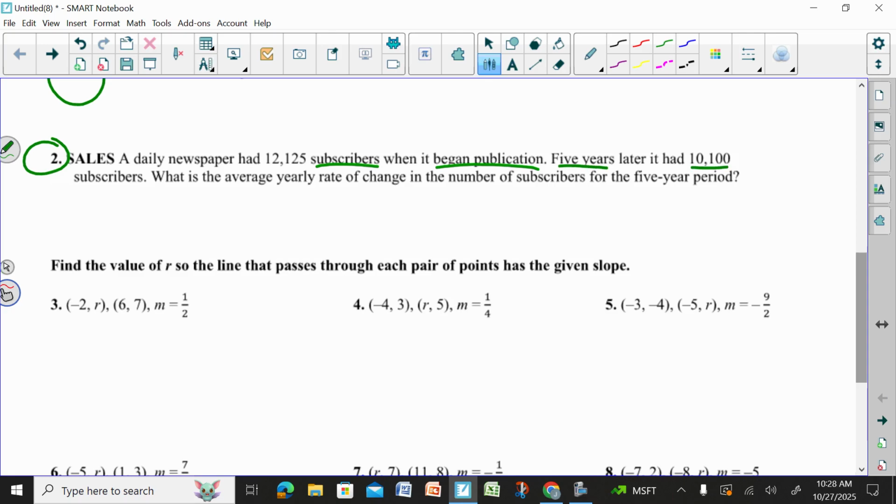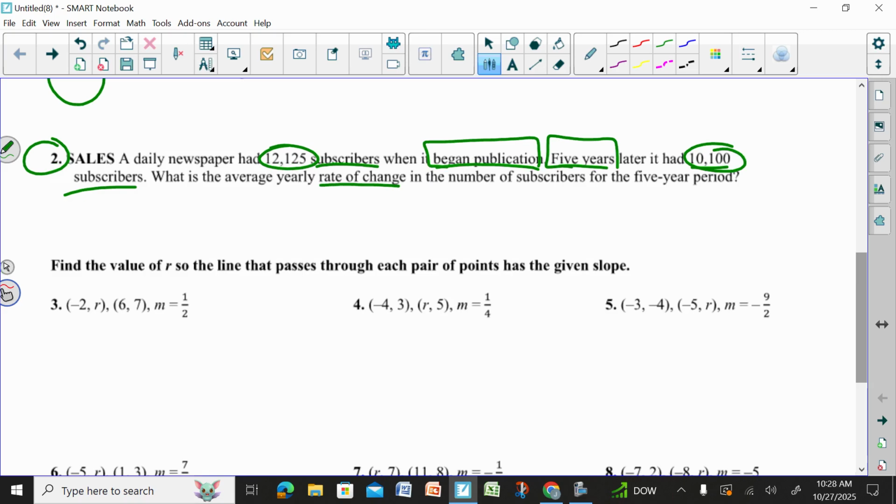It had 10,100 subscribers. Okay, so I got subscribers here. I got time 5, and I have began publication. That is time. It's just a weird way of looking at the time. What is the average yearly rate of change in this 5-year period? So basically, they're just asking for the rate of change right here. So you're going to find the slope, and then we're going to divide it out.